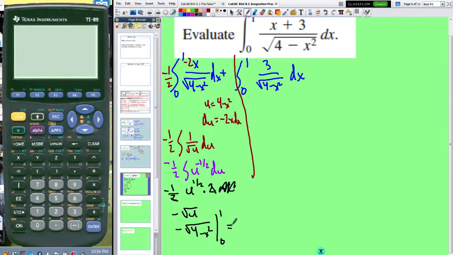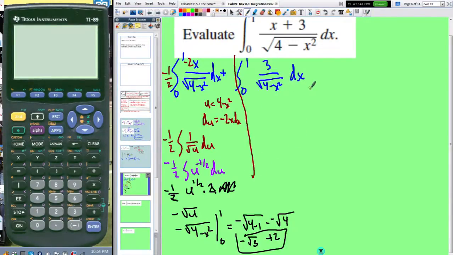When you plug those in, I'm plugging the 1 first, it becomes negative square root of 4 minus 1, minus negative square root of 4 minus 0. So it's going to be plus 2 minus square root of 3. Okay, that's just for this one.